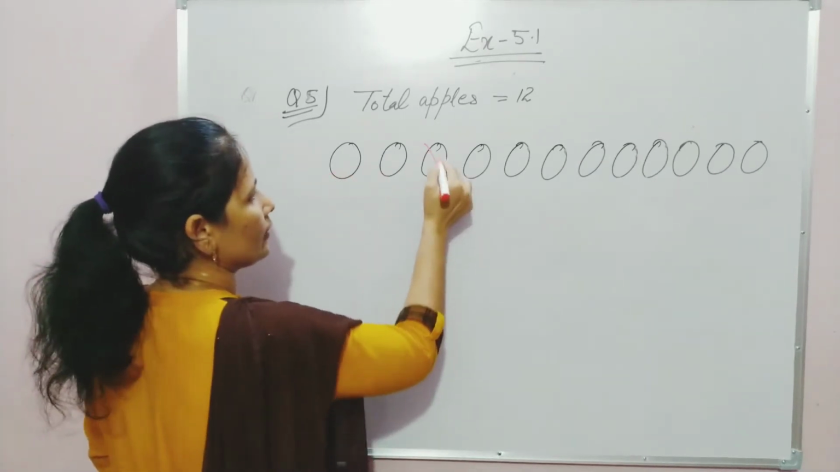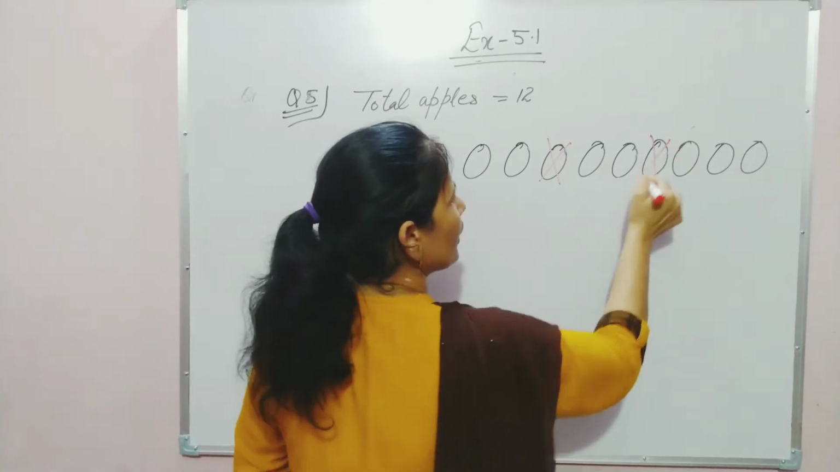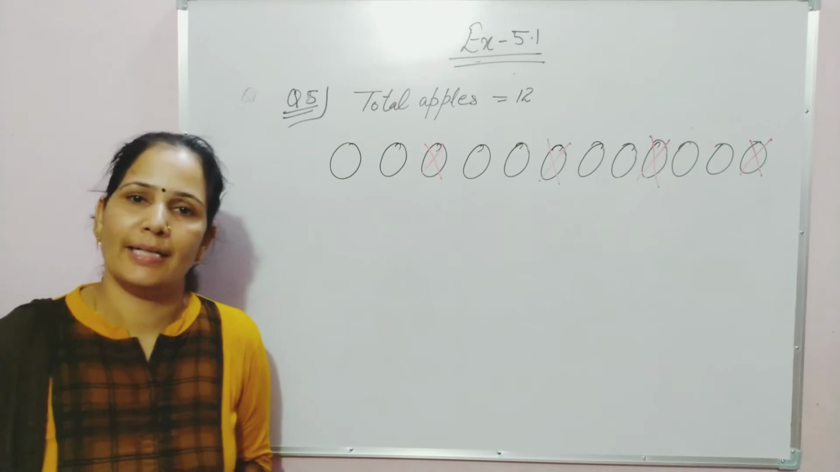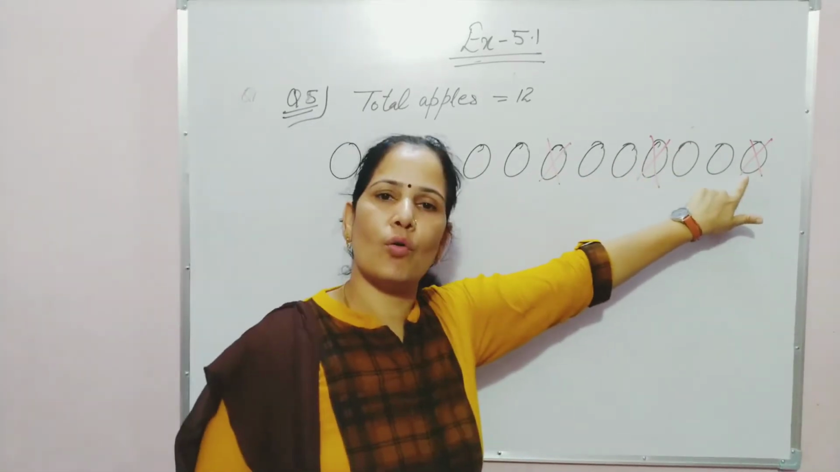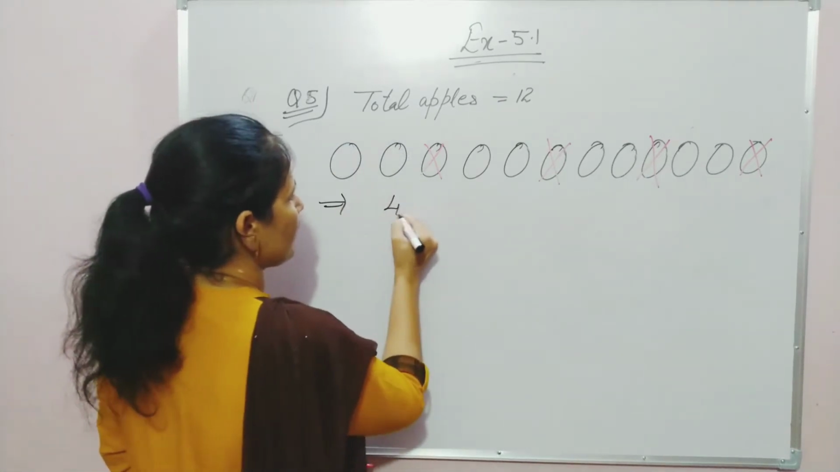1, 2, 3. Okay. 1, 2, 3. 1, 2, 3. 1, 2, 3. How many apples are bad? Count now. 1, 2, 3, 4. How many apples are bad? Then we can write 4 apples are bad.